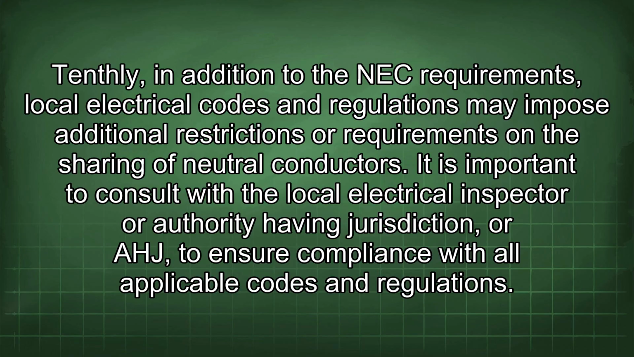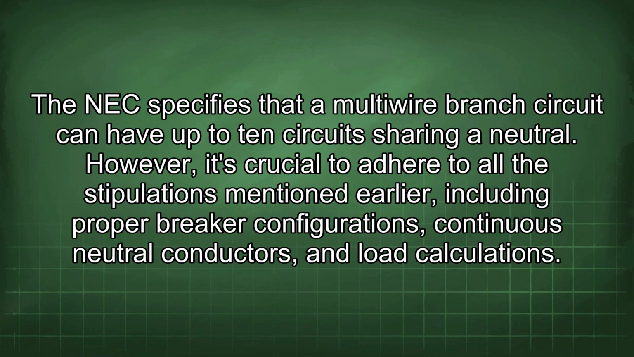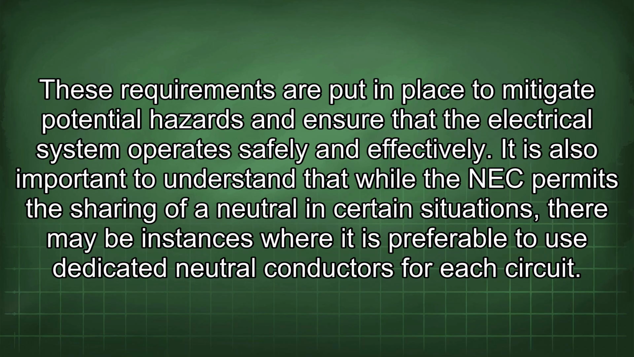It is important to consult with the local electrical inspector or authority having jurisdiction, or AHJ, to ensure compliance with all applicable codes and regulations. The NEC specifies that a multi-wire branch circuit can have up to 10 circuits sharing a neutral. However, it's crucial to adhere to all the stipulations mentioned earlier, including proper breaker configurations, continuous neutral conductors, and load calculations.